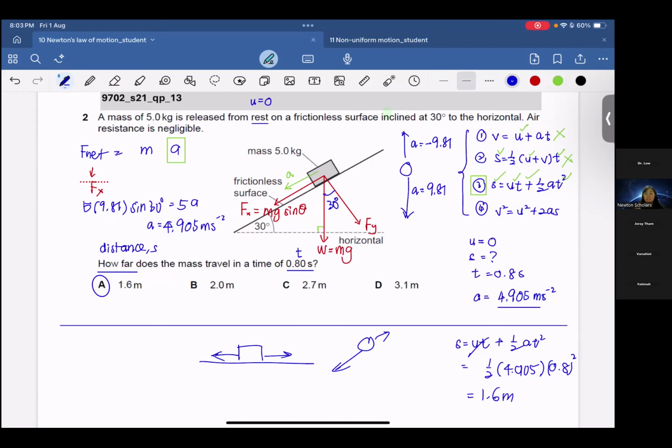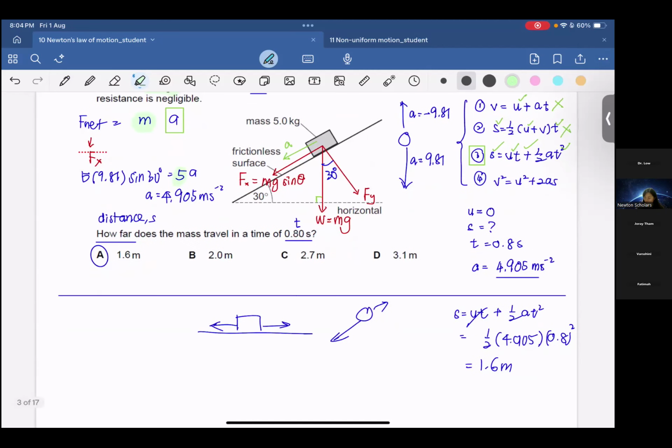Is it okay? Let me check. Why is it 5A? Because the object has a mass of 5 kg. F equals MA, and the object mass is 5. Okay, so boys and girls, this one is settled.